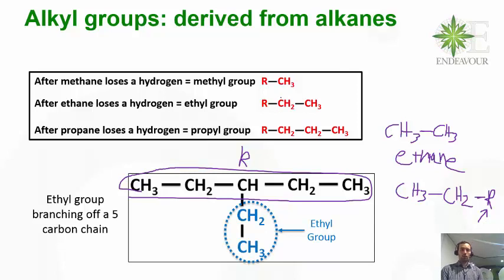So in the box above here, we've got some of the common alkyl groups. We've had a look at the methyl group and the ethyl group, which are derived from methane and ethane respectively. You can also have a propyl group. This time we've got 3 carbons that attach to an atom or group of atoms as represented by the R group here.